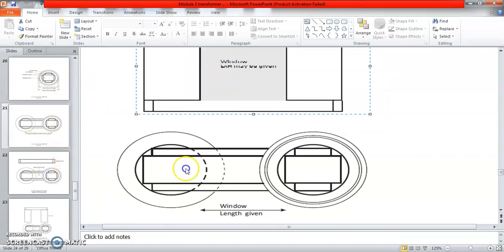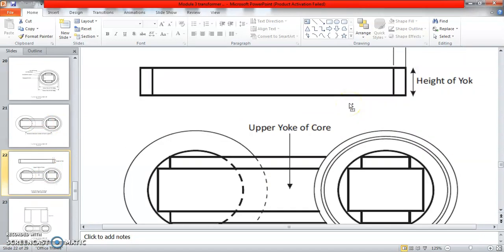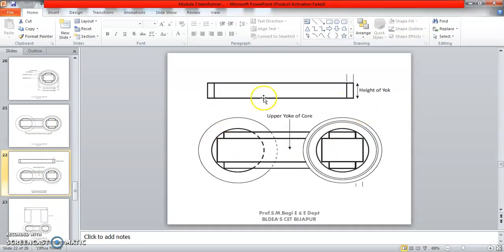Okay, so next you have to go for the elevation section. Just have a look at this elevation. Once you have drawn the plan section, the elevation section has to be drawn. The height of the yoke they'll specify. Think that if the total height of the transformer is 100, out of 100, 25 is the yoke height above, 25 below, and what is left out in the middle? 50. So the yoke height is 25.